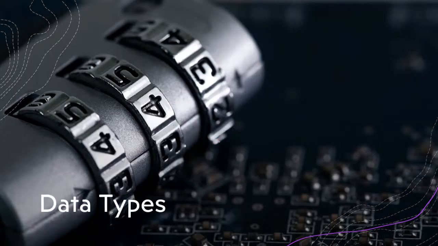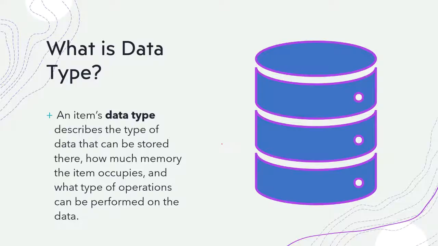So now we'll be discussing data types. A data type describes the type of data that can be stored there, how much memory the item occupies, and what type of operations can be performed on the data. We have already discussed the overview of data types and which data types we use, and here we'll be discussing the data types more in depth.